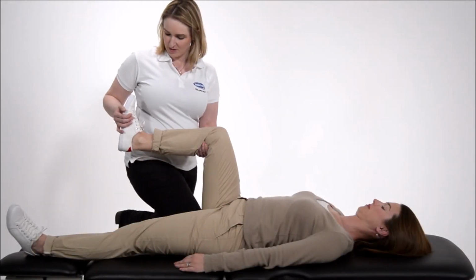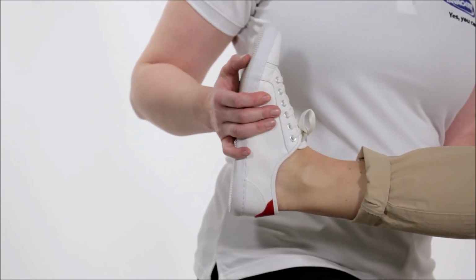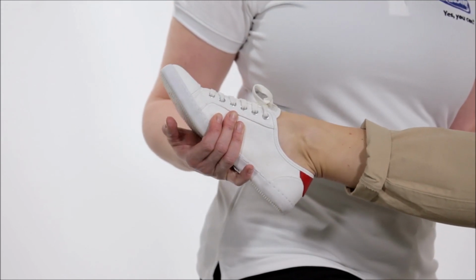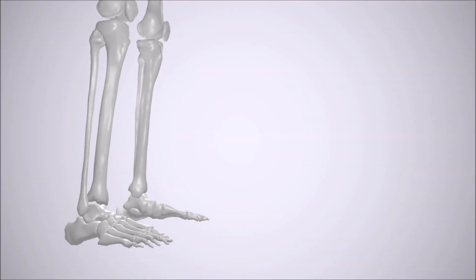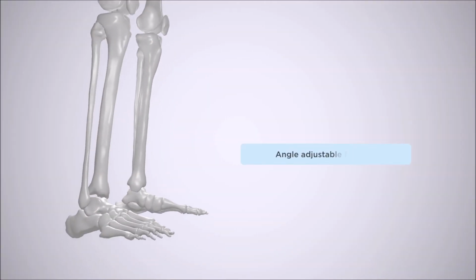Check if the ankle can be dorsiflexed to a right angle when the knee is flexed. If the ankle is able to bend, then the foot can be positioned on a standard footrest. If not, an angle adjustable footrest will be required.